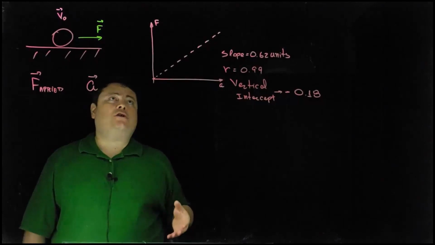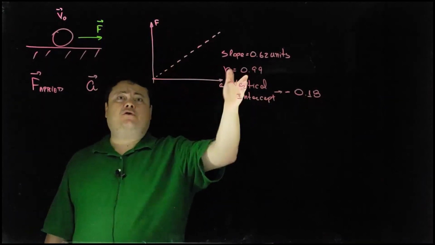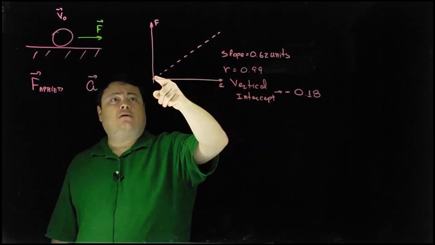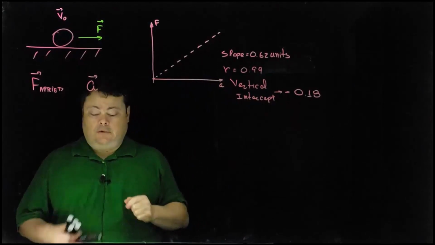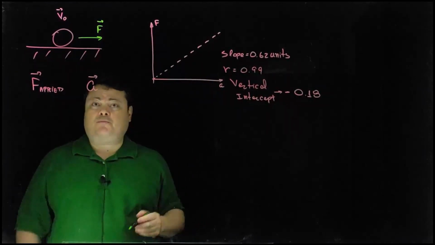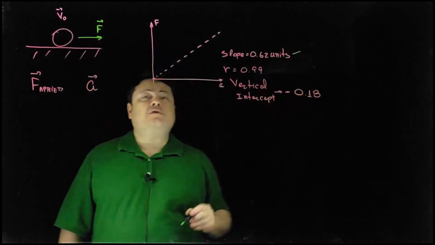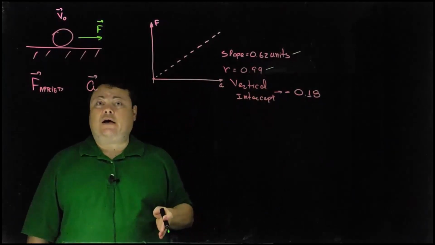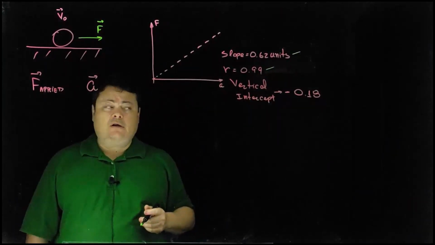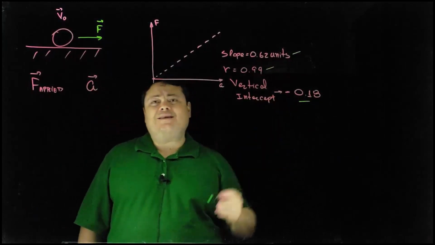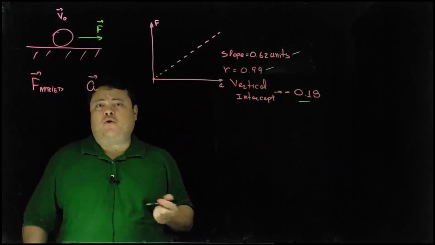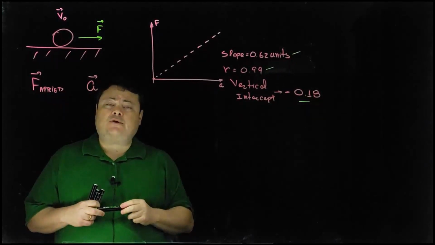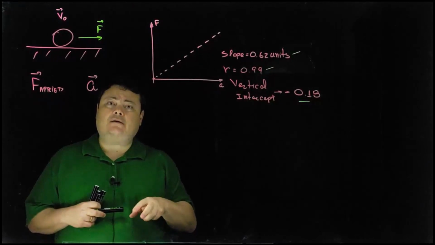Experiment 1 essentially gives me a graph of force versus acceleration that is very well described by a straight line passing very close to the origin. Notice the information that we have here, what's important: a slope of 0.62 units, a correlation of 0.99, which is almost a perfect straight line, and a vertical intercept that is roughly 0.2, very small. Let's now watch the second experiment where a ½ kilogram mass is added to the system.